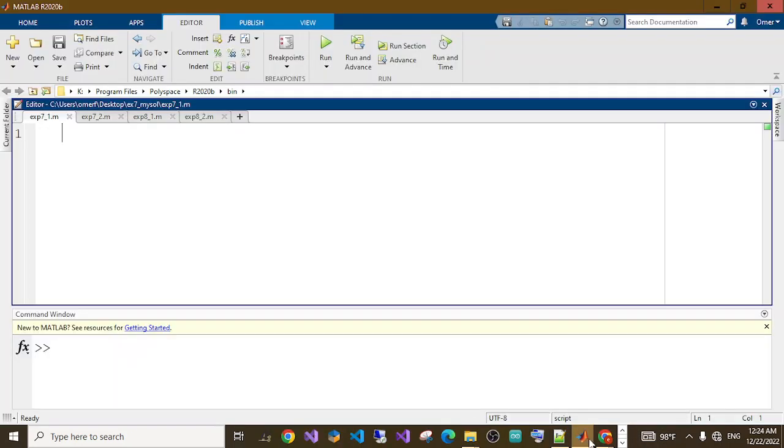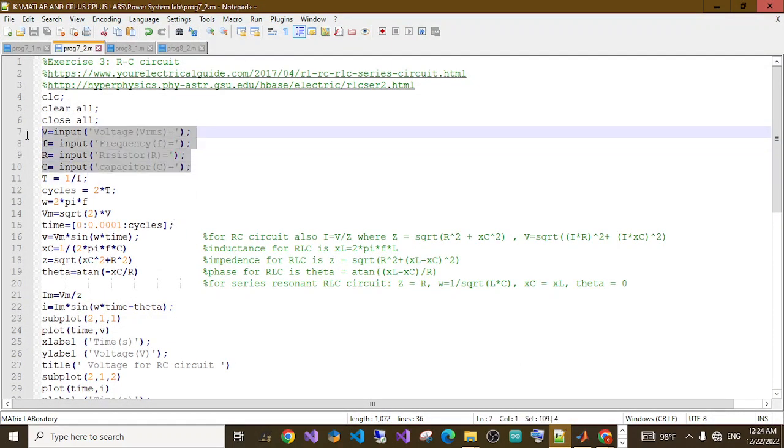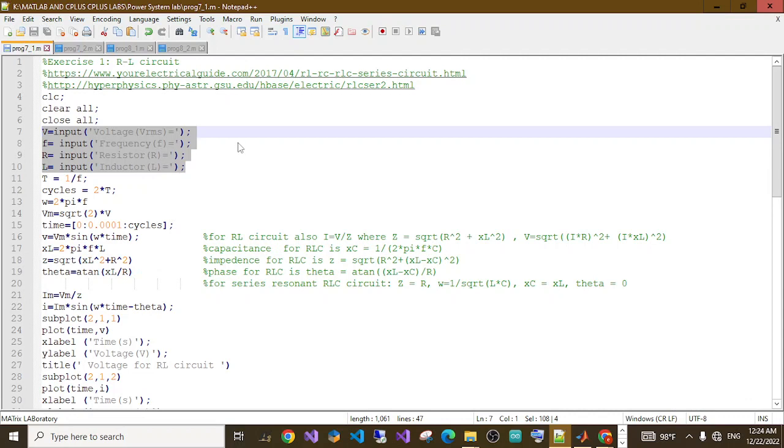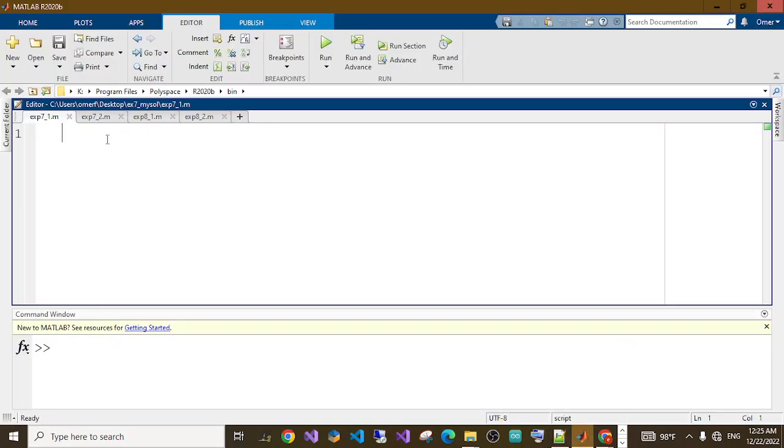So here we will write the code for RL and RC, which are separate. It is not combined, it is the RL and then the RC. Okay, so first we say RL circuit analysis, analysis of different parameters, and this is the RC circuit analysis. So we do RL first.